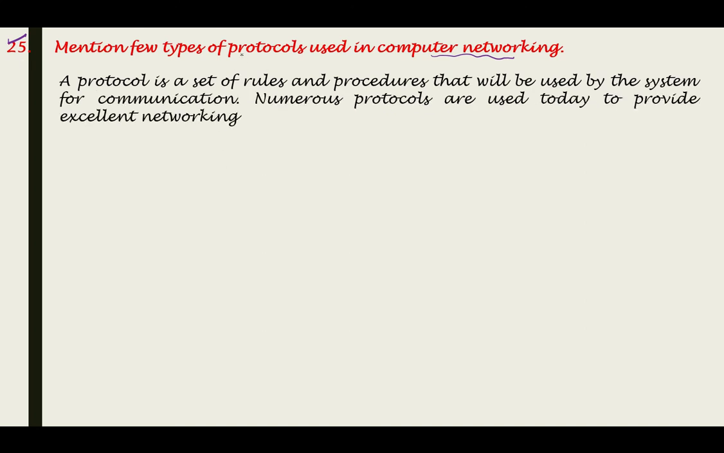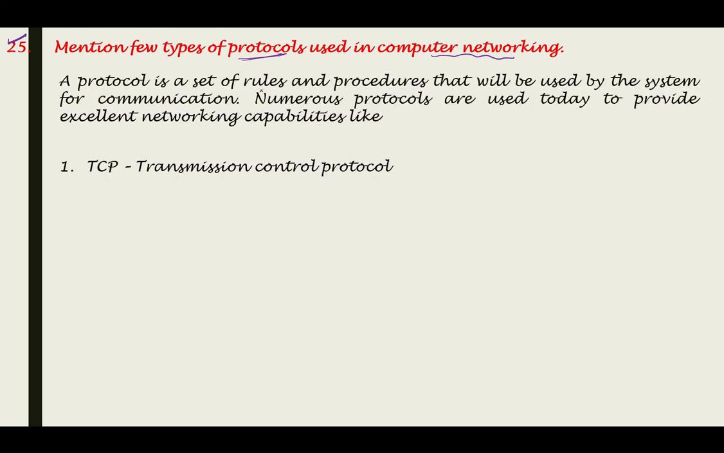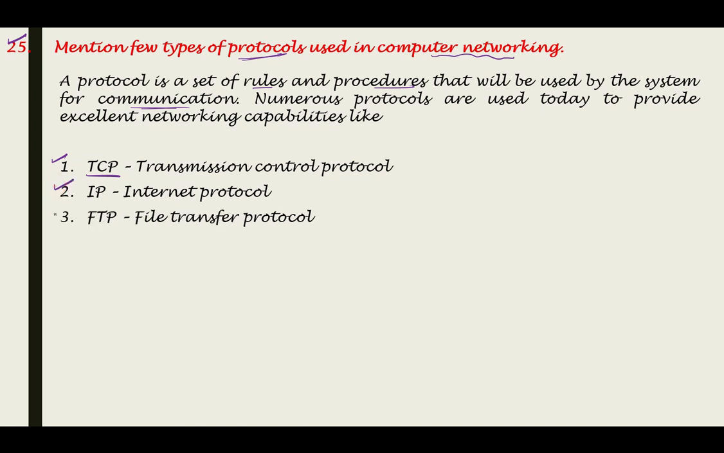So before I go to the types, I would like to say what a protocol is. A protocol is a set of rules or procedures that will be used by the system for communication. There are many protocols, of which a few important ones are TCP. This is what I had given in the video. Transmission Control Protocol, Internet Protocol, File Transfer Protocol, HTTP, most of you are aware of this, Hypertext Transfer Protocol.